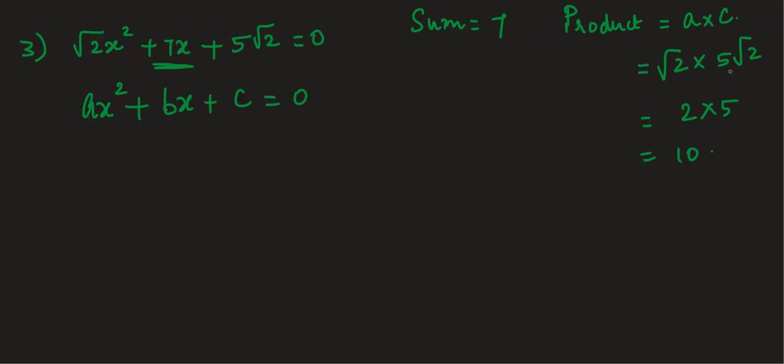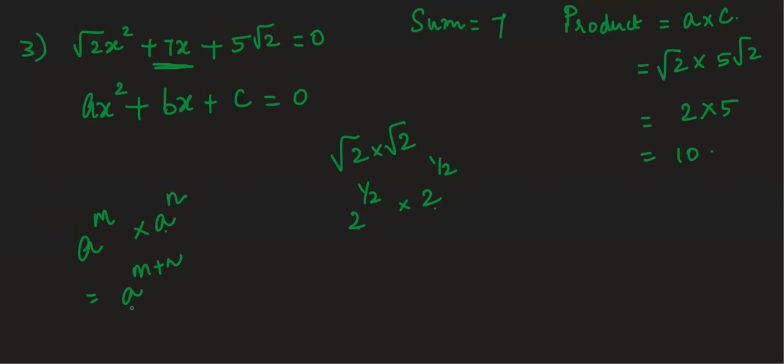Now let's understand how I got root 2 into root 2 as 2. See, this is root 2 into root 2, right? Now I will convert this into exponential form. This is nothing but 2 to the power 1 by 2 into 2 to the power 1 by 2. Now my base is the same. So what is the product rule of exponents? A to the power m into a to the power n, the answer will be a to the power m plus n. If my base is the same and it is in the product mode, I can just add the exponents and keep the base as it is.